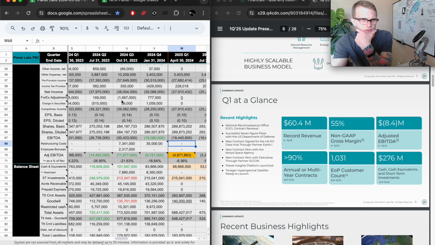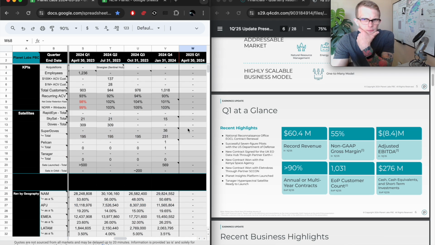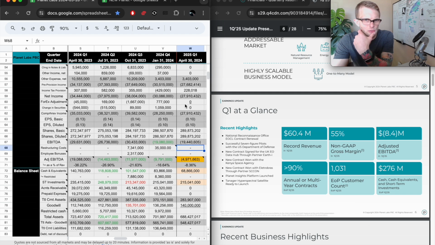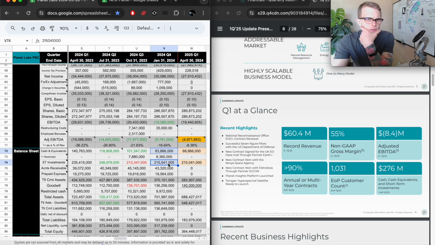EOP customer count. All right, and then end of period customer count, we have 1,031. This compares to 1,018, so a few extra there. And then cash, cash equivalents, and short-term investments of 276 million. This compares to 298.9 for the period prior.